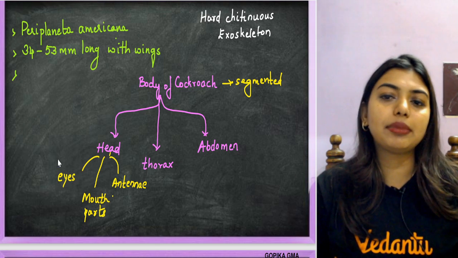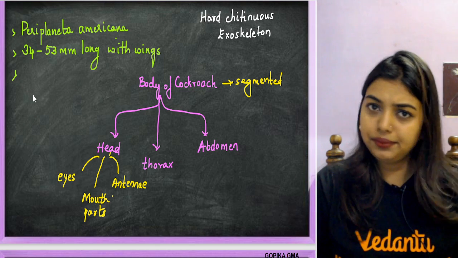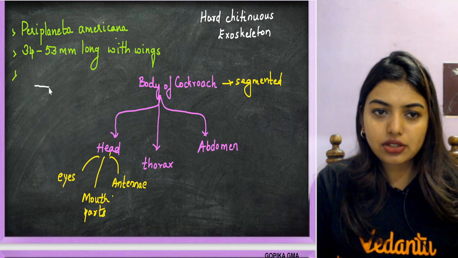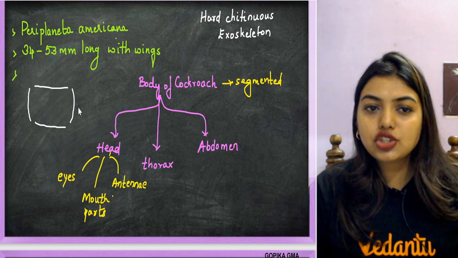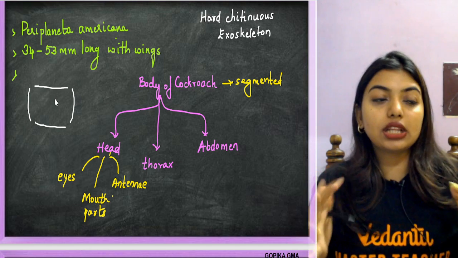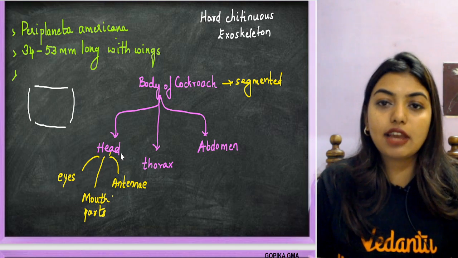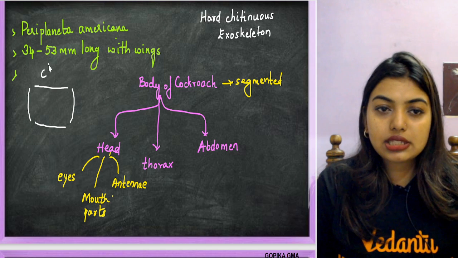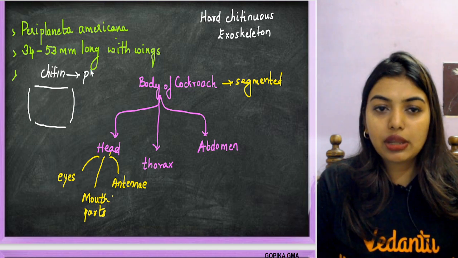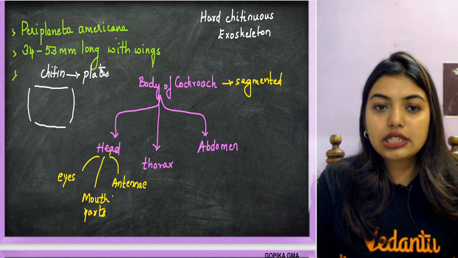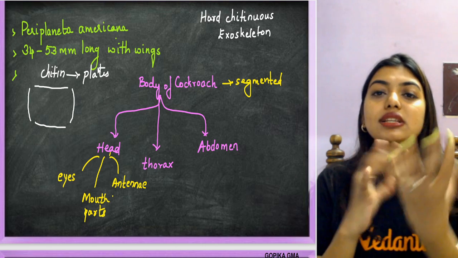Now what is going to happen? Let's say cockroach is there. On the three sides of the cockroach, let's say these two are the lateral side, this is the ventral side, this is the dorsal side. So like this, to protect the cockroach, this chitin has formed itself into plates, and these plates have covered all the sides of the cockroach.